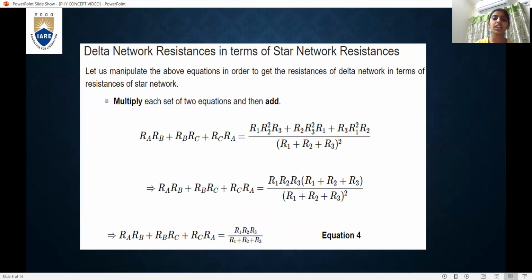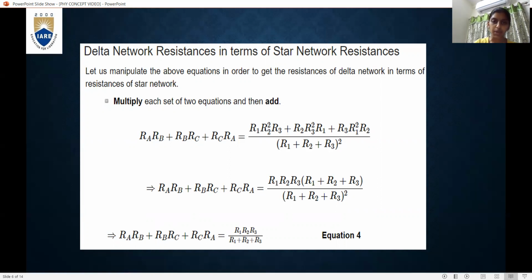Delta network resistances in terms of star network resistances. Let us manipulate the above equations, RA, RB, RC, which are equations 1, 2, 3, in order to get the resistances of the delta network in terms of the resistances of the star network. So multiply each set of two equations, and finally after multiplication of those sets, we are going to add them.